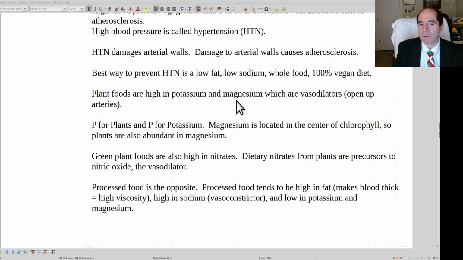Potassium and magnesium, which typically come from plant foods, they're vasodilators, so they'll lower blood pressure. And the greens provide the precursor nitrates. I'll explain all this in more detail in just a moment, but just so you heard it, basically, plant foods optimize your blood pressure. Animal foods and processed foods make it worse.